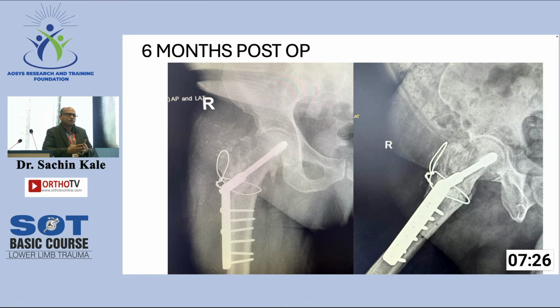And then in which cases will you prefer a short nail, a TFN or a PFN? Stable IT fractures. And also predominantly the bowing. On the lateral X-ray, you try to understand, especially in an obese patient or an obese female patient, where the bowing is there, where you can't go for the long nail. Always think of this.